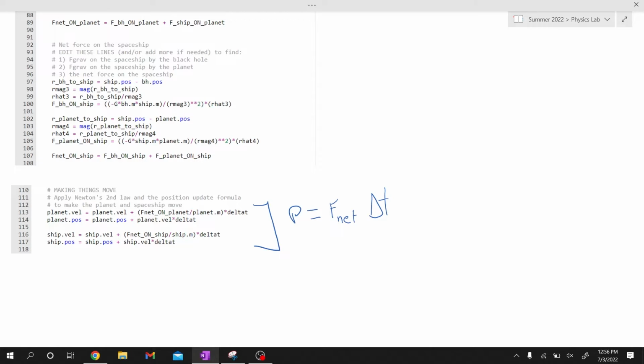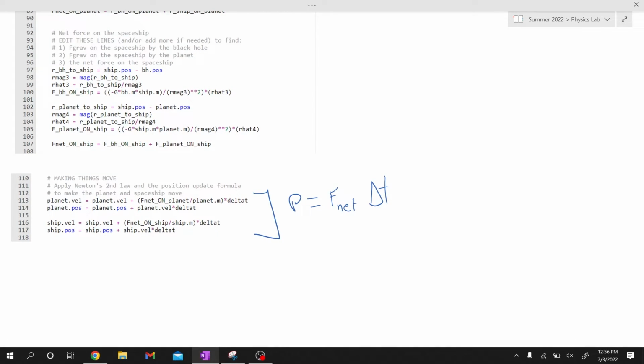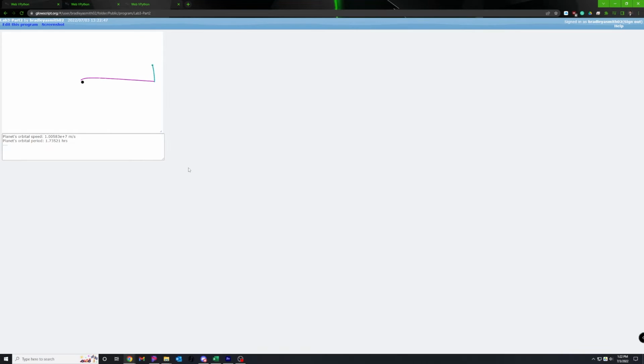We use Newton's second law and the position update formula to make the planet and spaceship move. So the planet velocity is equal to the previous velocity plus the net force divided by the mass times delta T, and for the ship, it is equal to the initial velocity plus the force on the ship divided by the ship's mass times delta T.